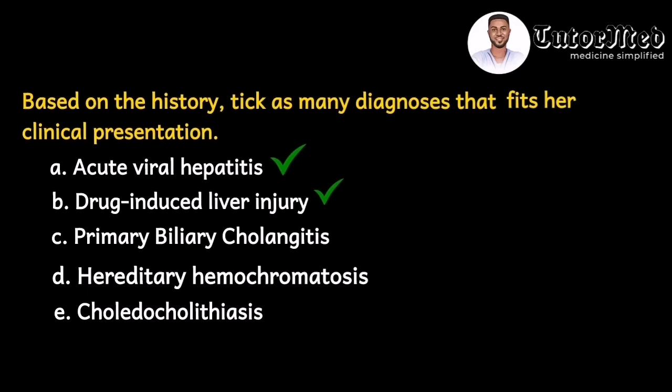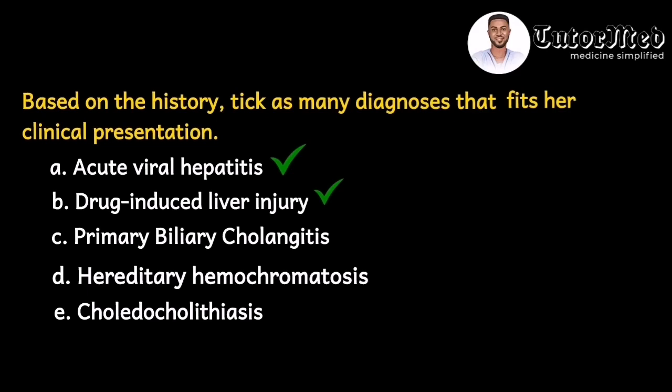Primary biliary cholangitis is a chronic cholestatic liver disease, and in general, patients are asymptomatic until about age 40 to 50 years, and the onset of symptoms is usually insidious, not acute, like in this patient. And so the acute presentation in this young patient made this diagnosis unlikely.